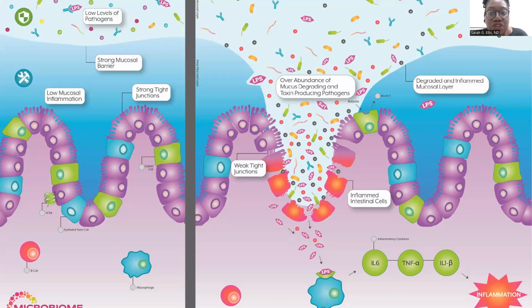Whereas a leaky gut over here on the right has an overabundance of mucus degrading and toxin producing pathogens, as marked by these LPS hexagons here. That mucosal layer becomes inflamed and degraded. Then we begin to see damage to the enterocytes, so weak tight junctions and inflamed intestinal cells. As LPS begins to pour through these intestinal cells, it activates the immune system, which then begins an inflammatory cascade, leading to release of inflammatory cytokines like IL-6 and TNF-alpha.